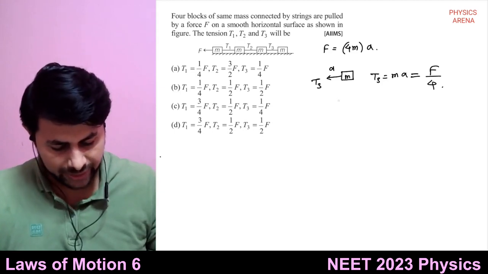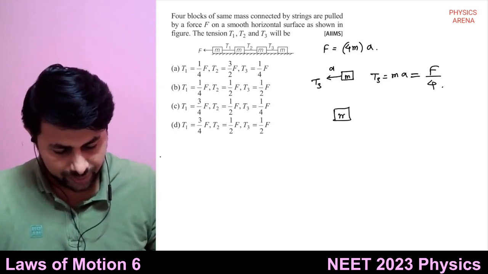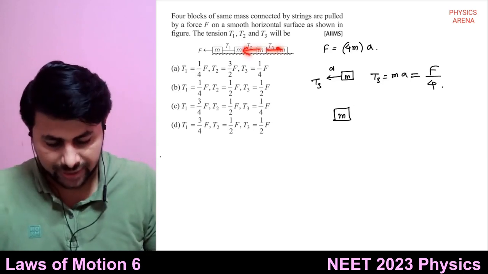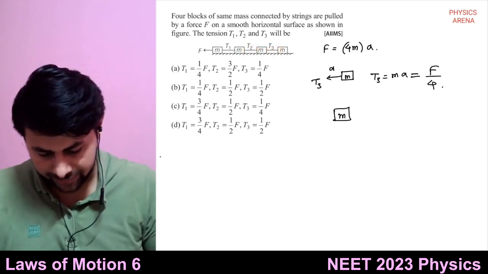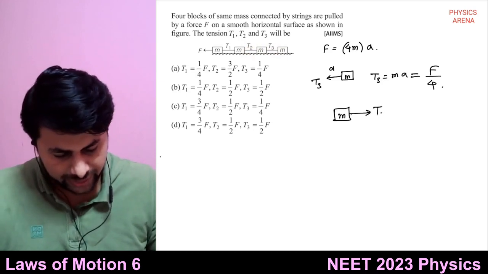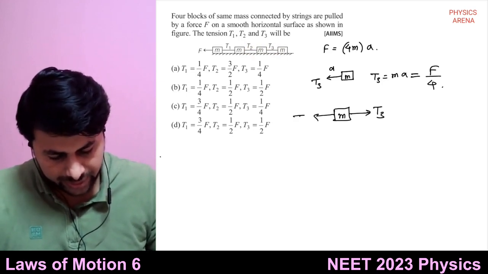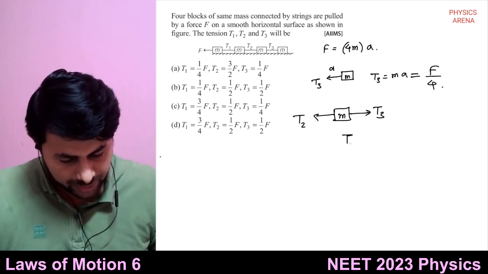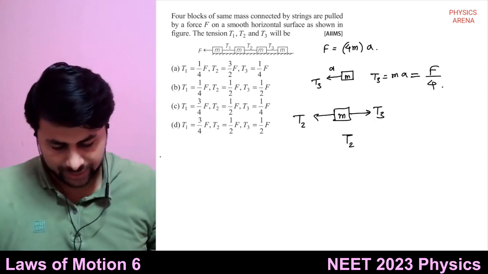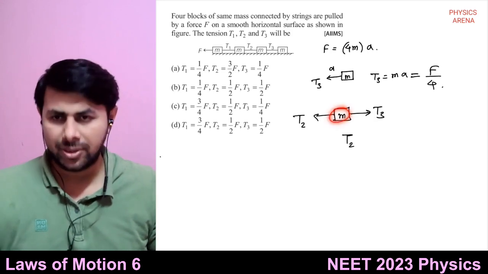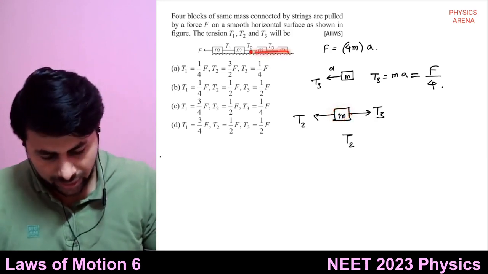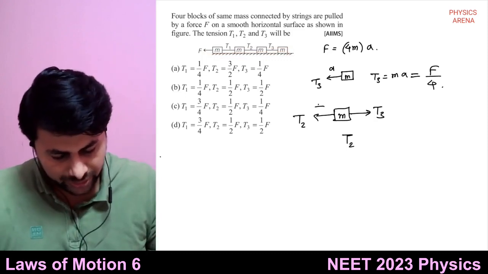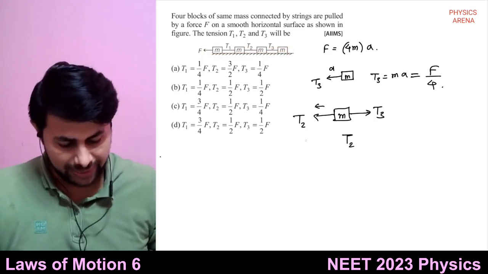Similarly, if you take this second mass, on this second mass, T2 is acting on this side, T3 is acting on this side. So this is T3, this is T2. All right, so force acting on this one also is m into a, because all of the masses will have the same acceleration.